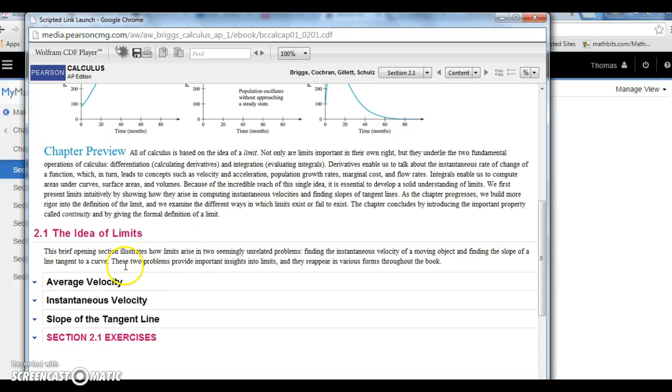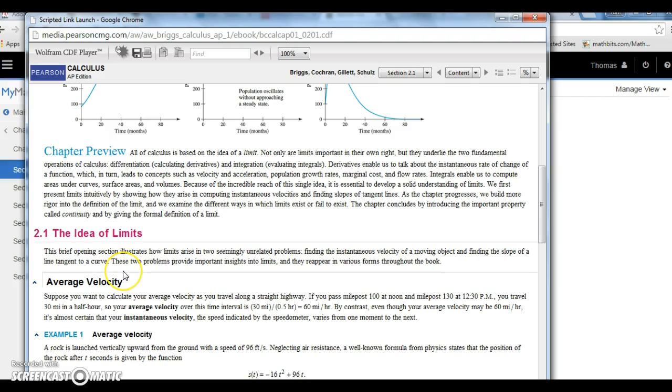Okay. This brief opening illustrates how limits arise in two seemingly unrelated problems: finding the instantaneous velocity of a moving object and finding the slope of a line tangent to a curve. These two problems provide important insights into limits, and they reappear in various forms throughout the book. We'll start with average velocity.